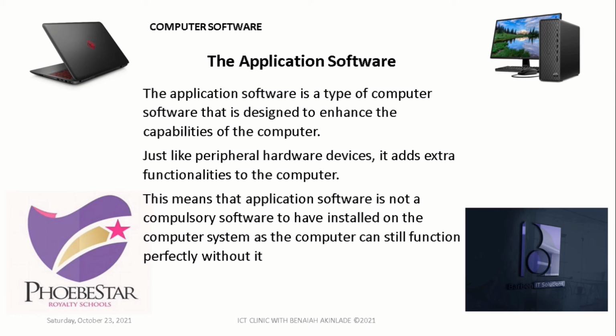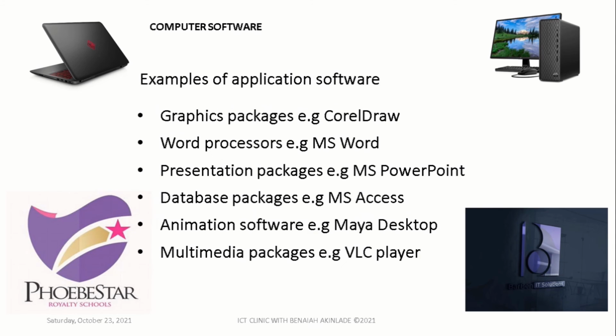The computer will still run perfectly. It just means that that particular application will not be useful, or you will not be able to use it if you don't install it. We have examples of application software. We have graphics packages. A computer can work effectively without graphics packages, such as CorelDRAW. But when you add CorelDRAW to your computer, it means you can create graphics. When you add word processors like Microsoft Word, it means you can typeset. When you add presentation packages like PowerPoint, it means you can make presentations.